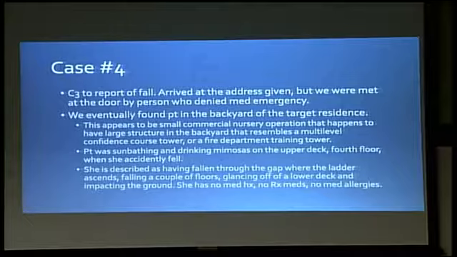It's a multi-level structure, described by fire as a multi-level confidence course tower or a fire department training tower. It's pretty big. And the patient was sunbathing, drinking mimosas on the upper deck, which is 4 stories up, when she fell. She stepped through the hole where the ladder comes up and went bumpity-bumpity-bump all the way to the bottom, hitting the lower deck, probably hitting the ladder, impacting the ground ultimately.